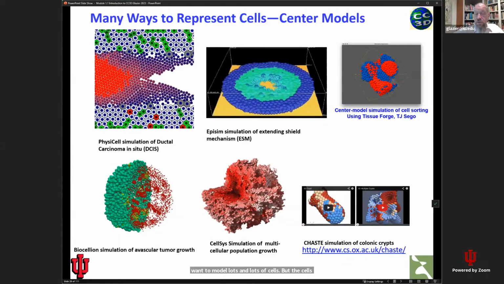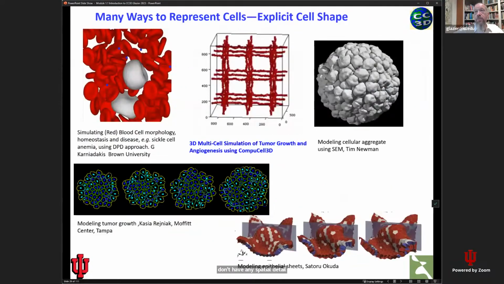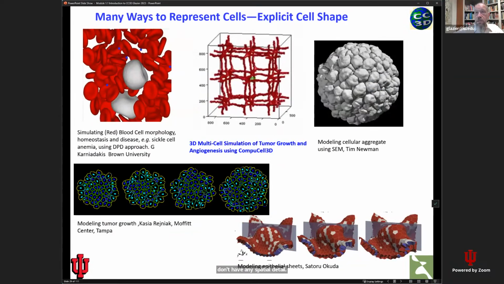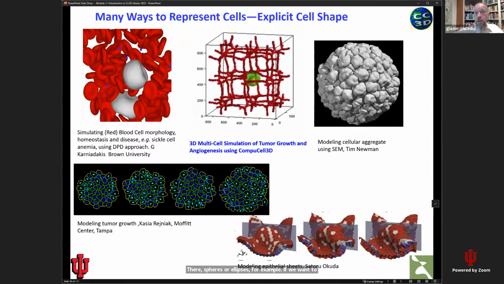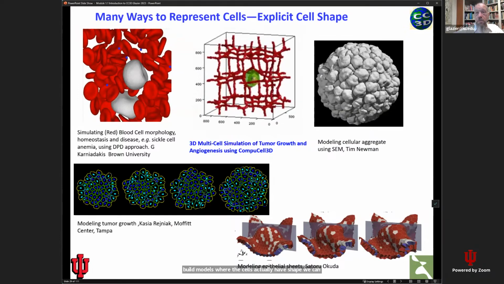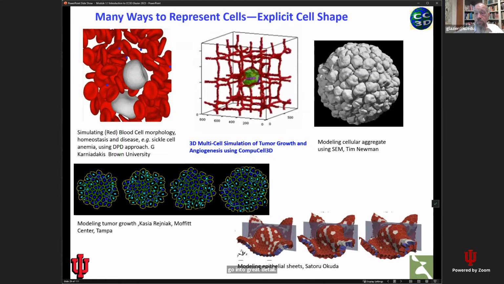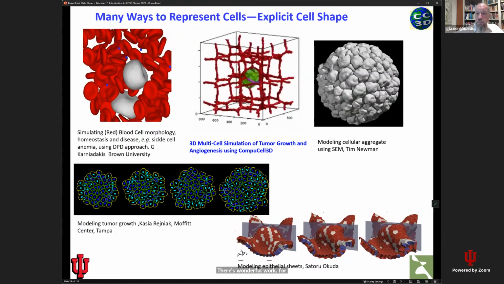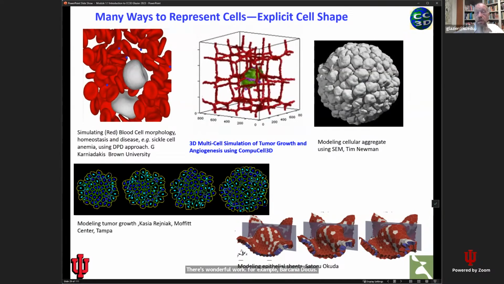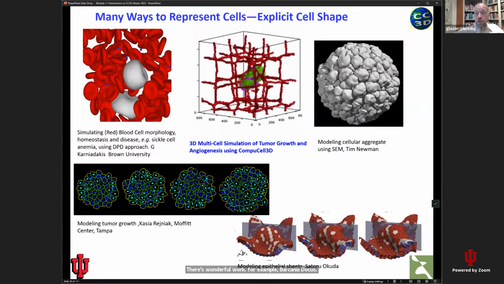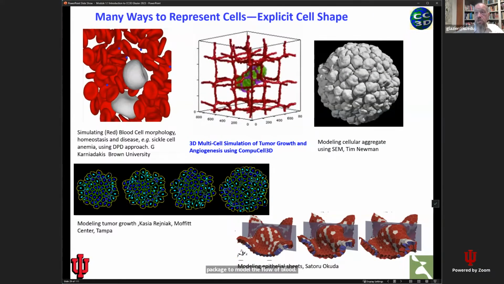They're spheres or ellipses, for example. If we want to build models where the cells actually have shape, we can go into great detail. There's wonderful work, for example, by Karniadakis, who's using solids modeling and a fluid modeling package to model the flow of blood. Those are very expensive computer simulations because of all that detail.